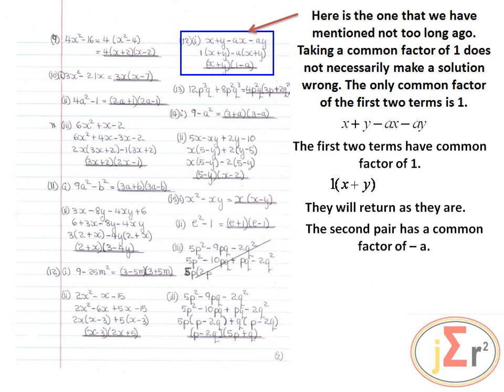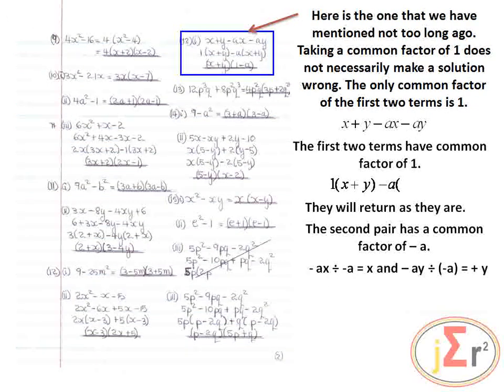The second pair has a common factor of negative a. As we can see, a is common, and we always choose to use the sign that begins the second pair. So we have negative ax. Negative ax divided by negative a is positive x. Negative divided by negative is positive. And we have negative ay divided by negative a is positive y.